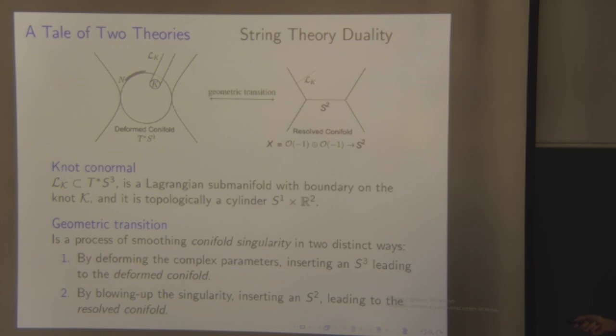essentially relates the deformed complex parameters intersecting S3 with the blowing up of the singularity on S2. So colloquially speaking, you have an S3 sphere, you shrink it, and then you inflate it back into an S2 sphere. That's geometrically what's going on.